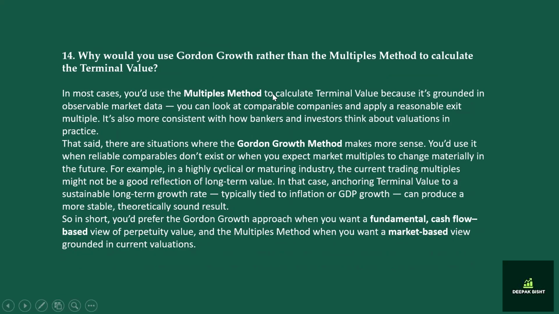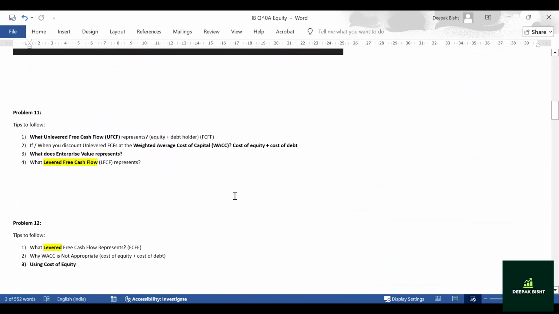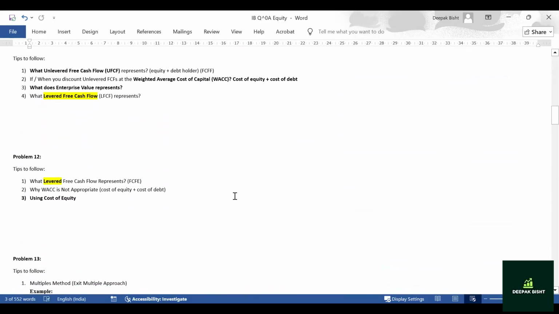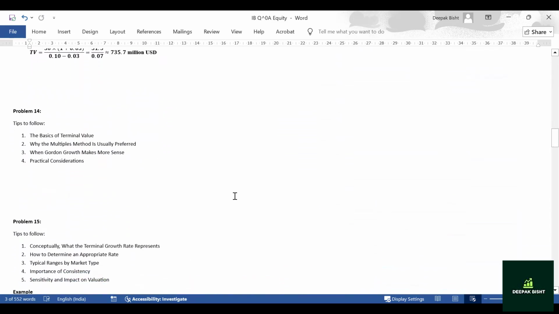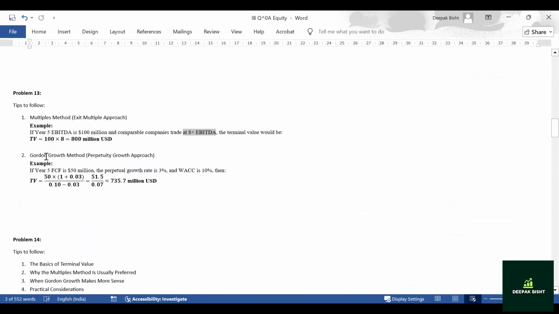The basic of the terminal value is that it accounts for the majority of a company's valuation in the DCF, because it represents all the future cash flows beyond the explicit period. There are two common approaches which we talked about. One was the multiple method, another one was the Gordon growth method.